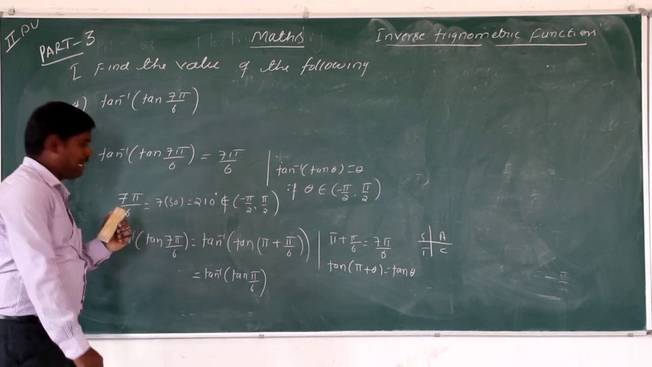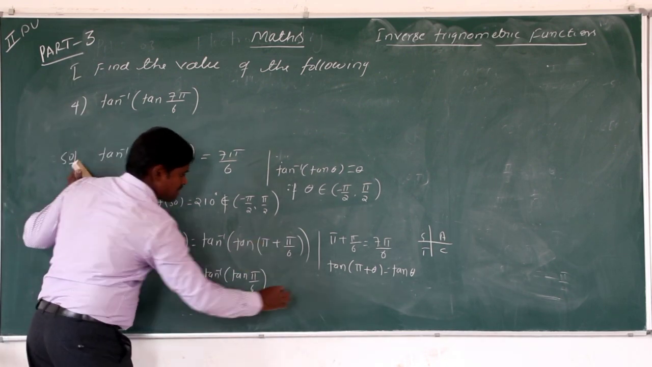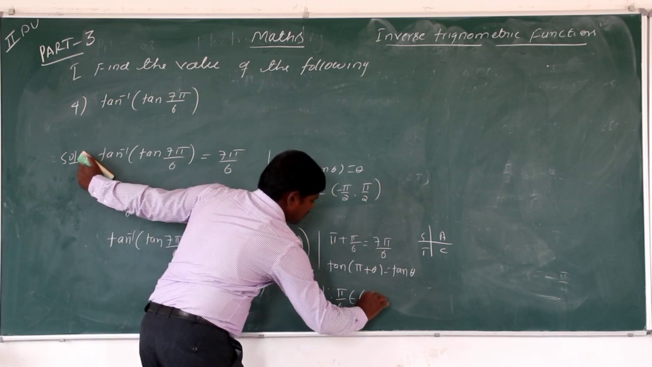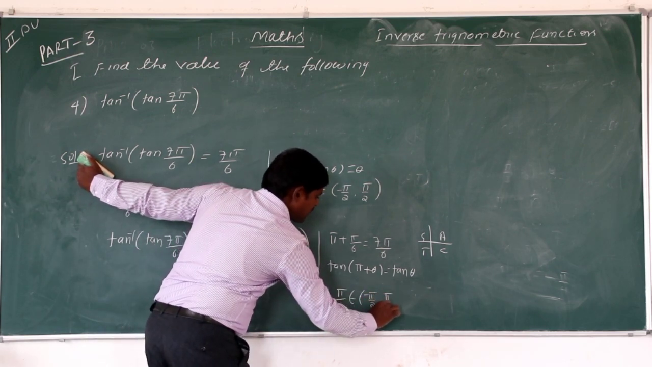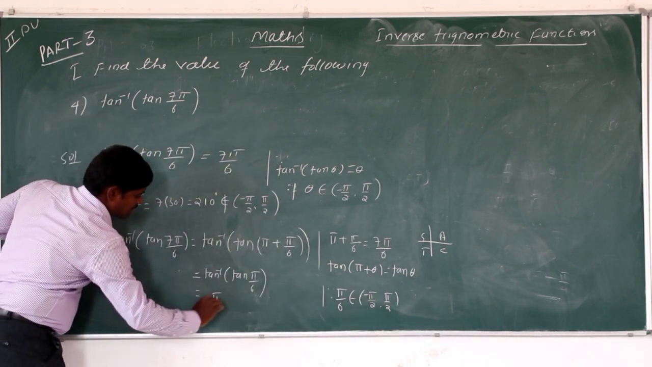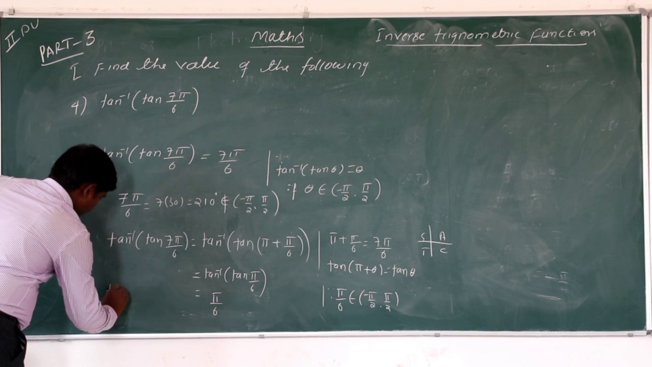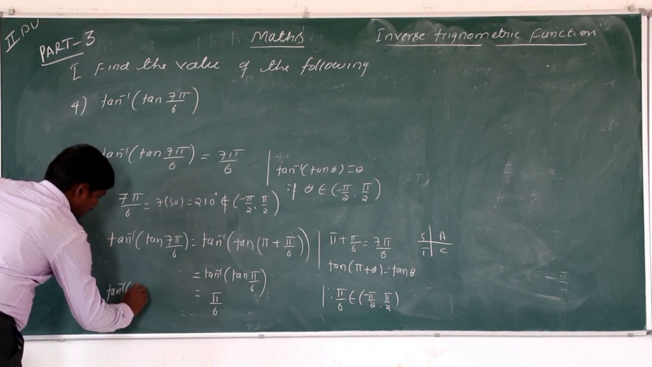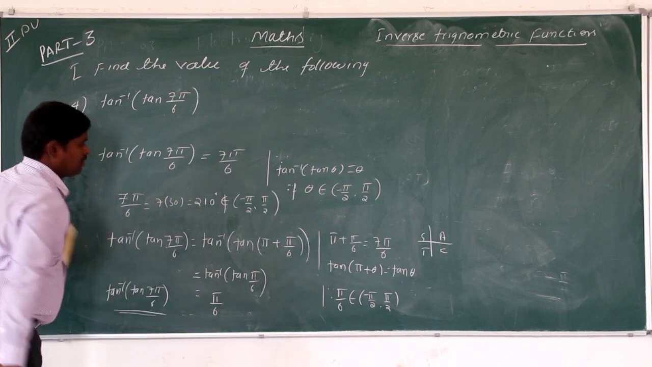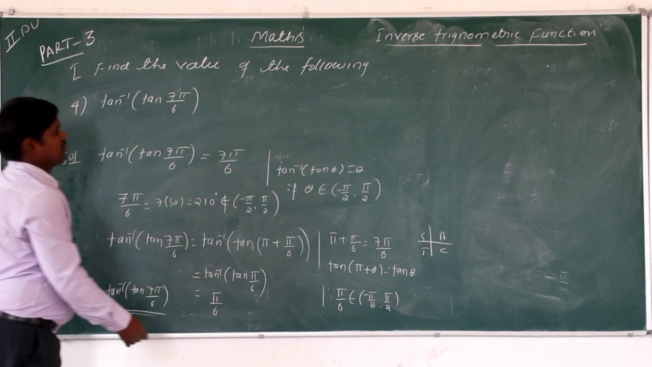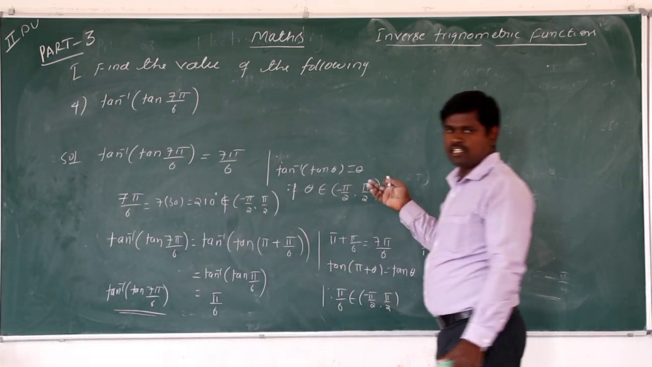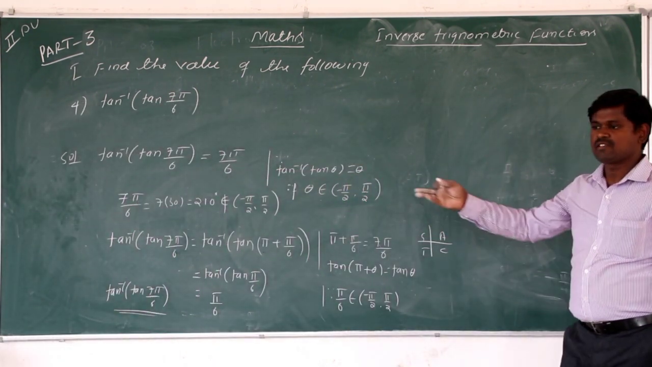So now the value of pi by 6. This is in the interval minus pi by 2 to plus pi by 2. So therefore its value is pi by 6. So therefore tan inverse of tan 7 pi by 6 is nothing but pi by 6. Okay. So you must know the basic concepts in trigonometry and inverse trigonometric functions. Then only these problems are easy.